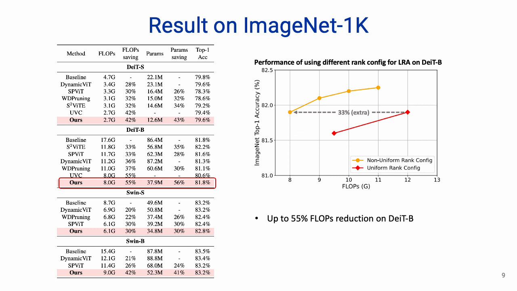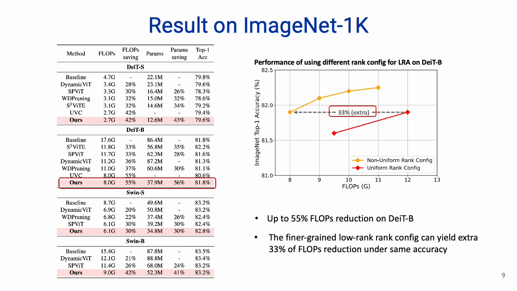Surprisingly, on the DeiT-B, we can see up to 55% FLOPs reduction without any accuracy drop. When we compare to a non-uniform rank config, also known as the manually designed rank config, our searched fine-grained low-rank configuration can yield us an extra 33% of FLOPs reduction under the same accuracy. Overall, our results demonstrate significant FLOPs reduction with only negligible accuracy drop on various kinds of transformer variants.